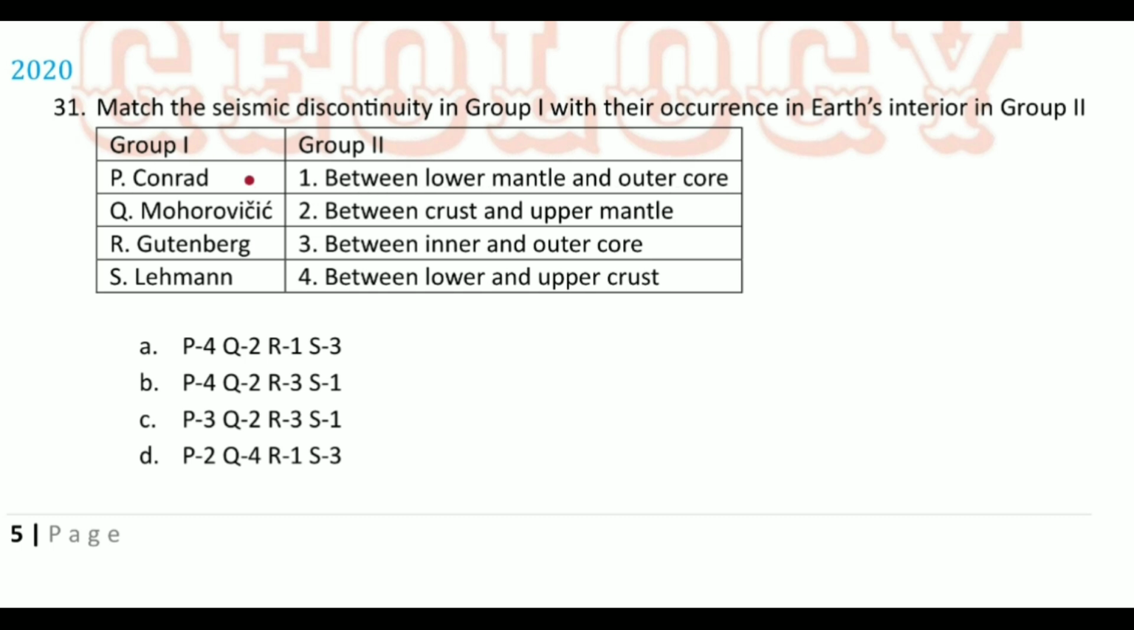Next, the Conrad discontinuity. Conrad is within the crust, so it is between the lower and upper crust. Then the Mohorovicic discontinuity is between the crust and upper mantle. Then Gutenberg is between the lower mantle and outer core. Lehmann's is between the inner core and outer core. So P will be 4, Q will be 2, R will be 1, S will be 3. The answer will be A.